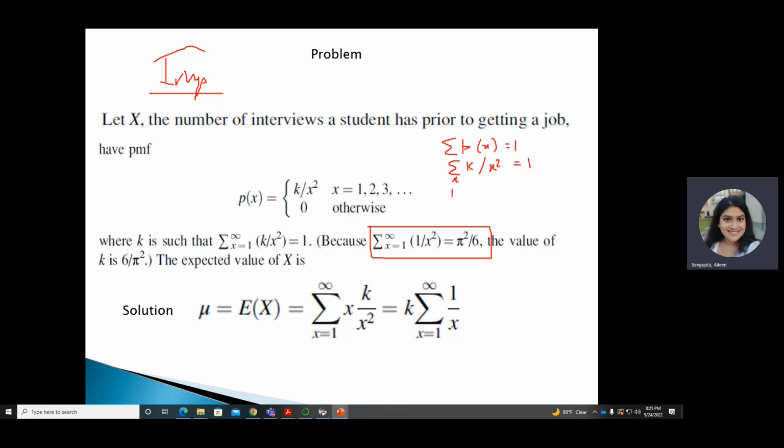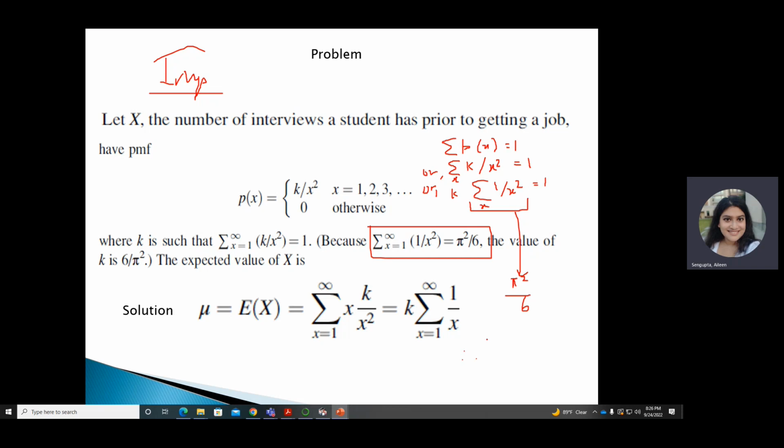Now this k is a constant, so it can stay outside the summation sign. So the summation over x of 1 over x squared is equal to 1. So you're solving an equation, right? Now you have to find the value of k. What do you do? 1 divided by this entire summation expression. But wait, what is this summation expression exactly equal to? According to mathematics, if you solve this summation expression, it comes out to be pi squared by 6. And this will be given to you.